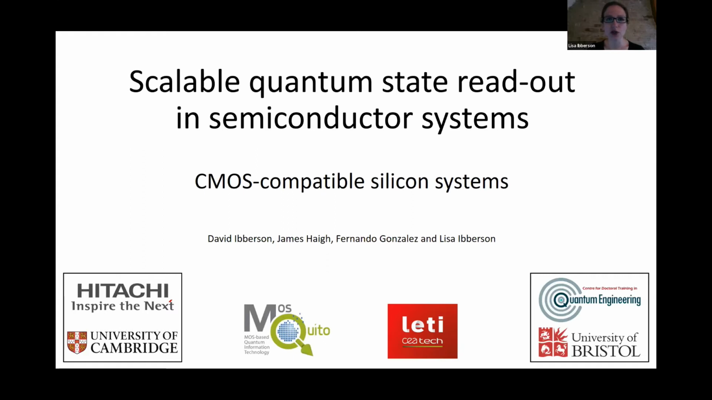Over the last few days, we've had some excellent talks about a whole range of different quantum information technologies. For my talk this afternoon, I'd like to focus on just one aspect of a quantum computer, and that is the readout technology. Specifically, I'm going to talk about scalable quantum state readout in solid state systems, with a particular focus on the CMOS compatible silicon systems that we investigate in Cambridge.